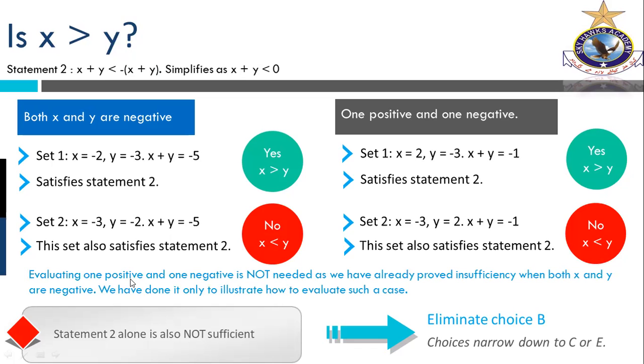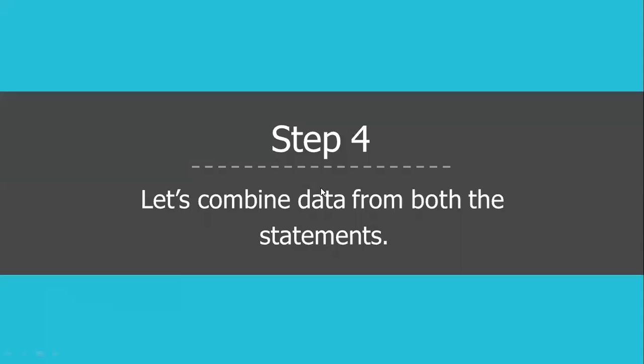Evaluating one positive and one negative is not needed, as we have already proved insufficiency when both x and y are negative. We have done it only to illustrate how to evaluate such a case. This was all the explanation. So step 4 is, let's combine data from both the statements.